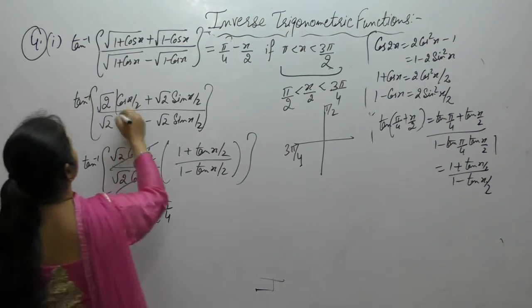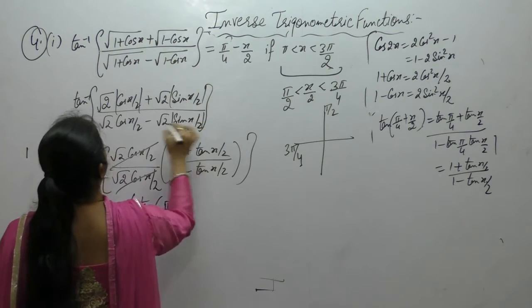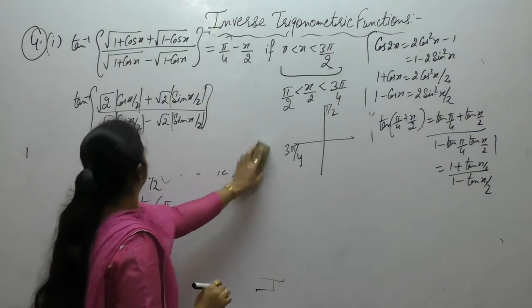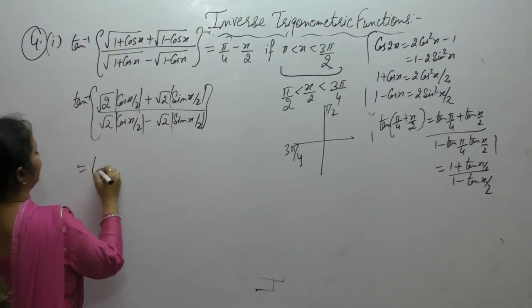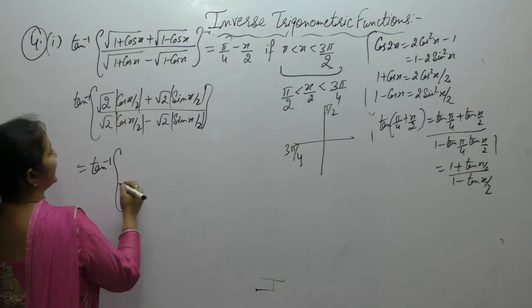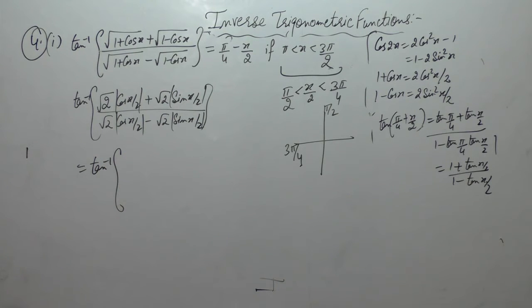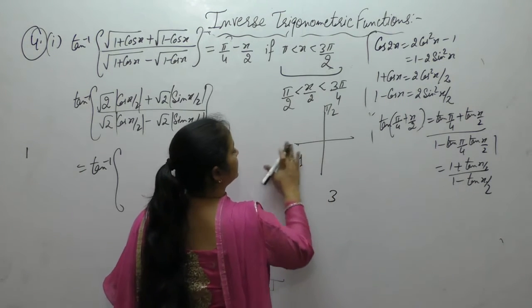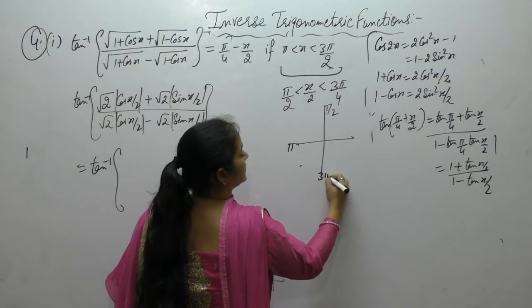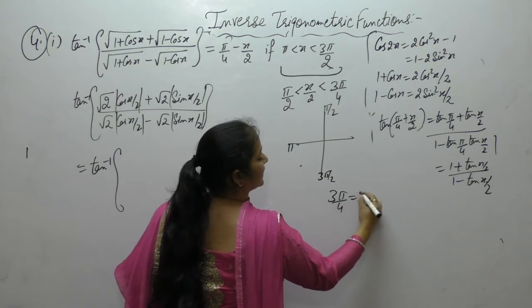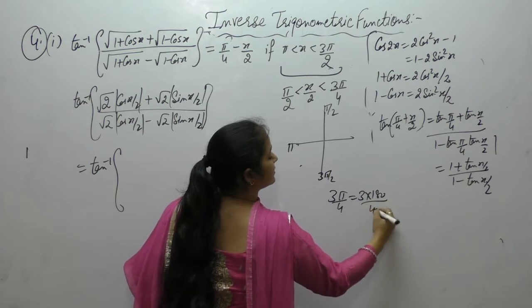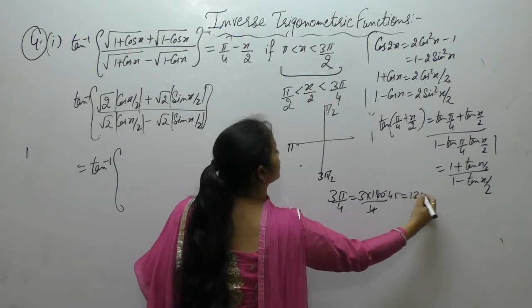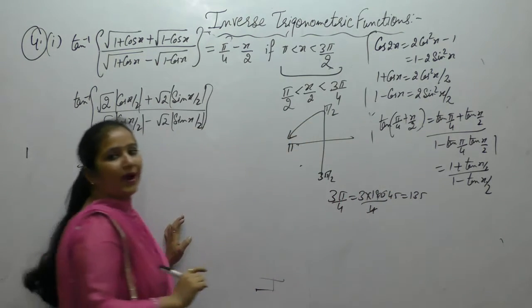Here we write it as modulus of this, because we have to check the limit; square root of 2 will get cancelled. Now between pi by 2 to 3 pi by 4, 3 pi by 4, the angle is 135. So between pi by 2 to pi.